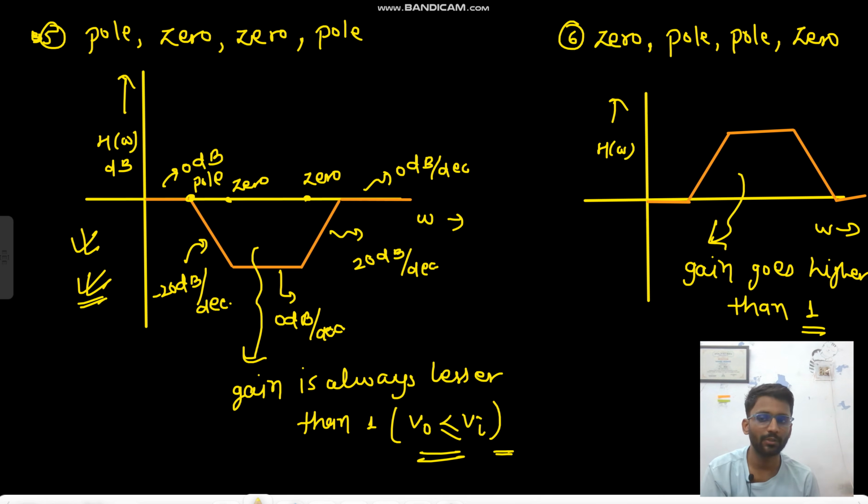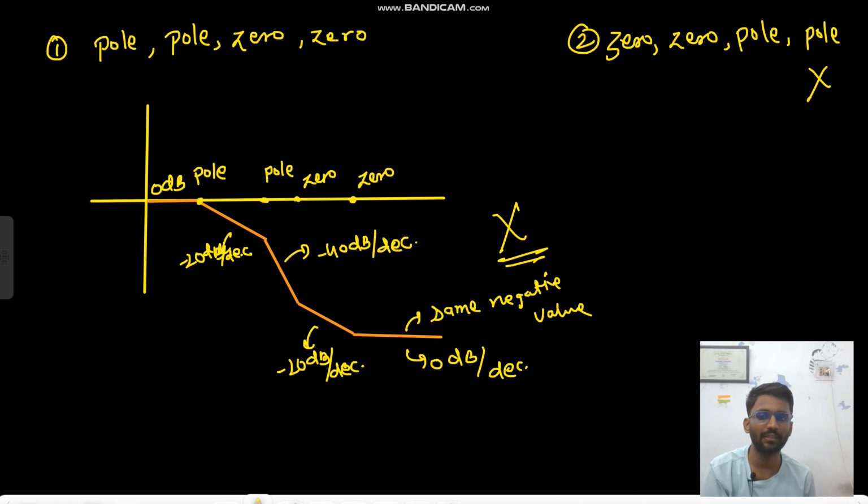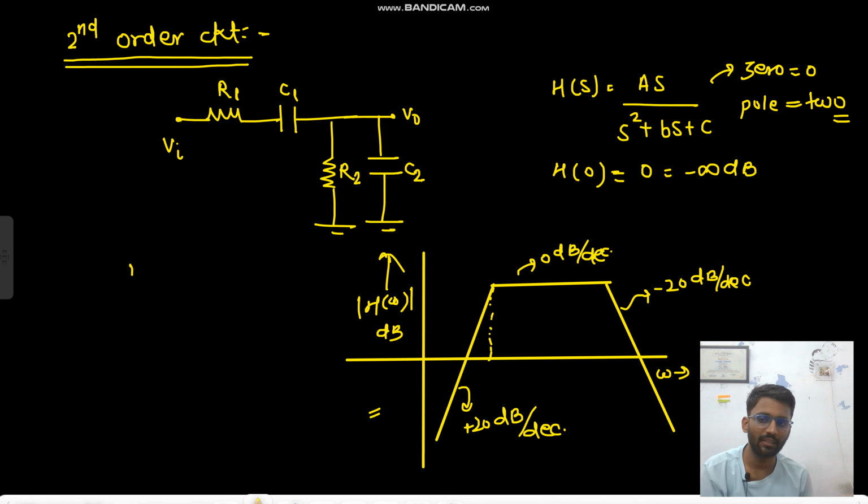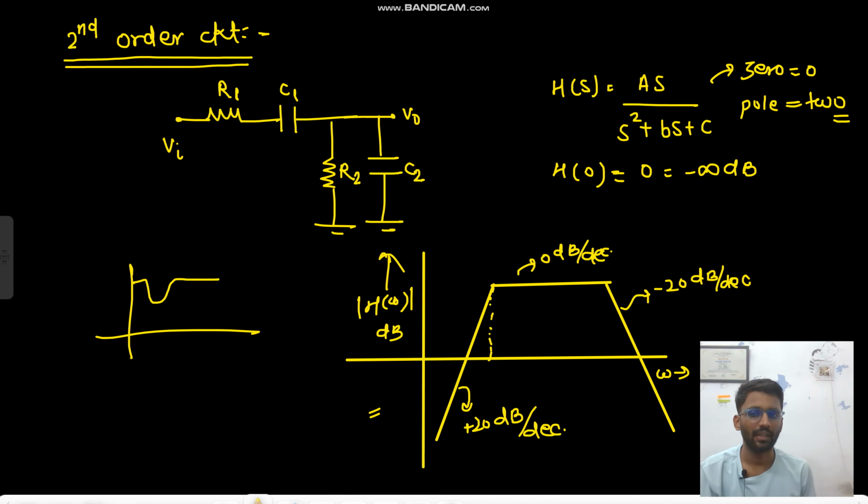So this is the only possible graph, because when you see the time analysis of this one, your V0 will come like this. This goes down and this goes up. So your V0 never goes above V in. Also, this V in is charging both of the capacitors, so how will it go above V in? It can never go above V in, so your gain will never be greater than 1.